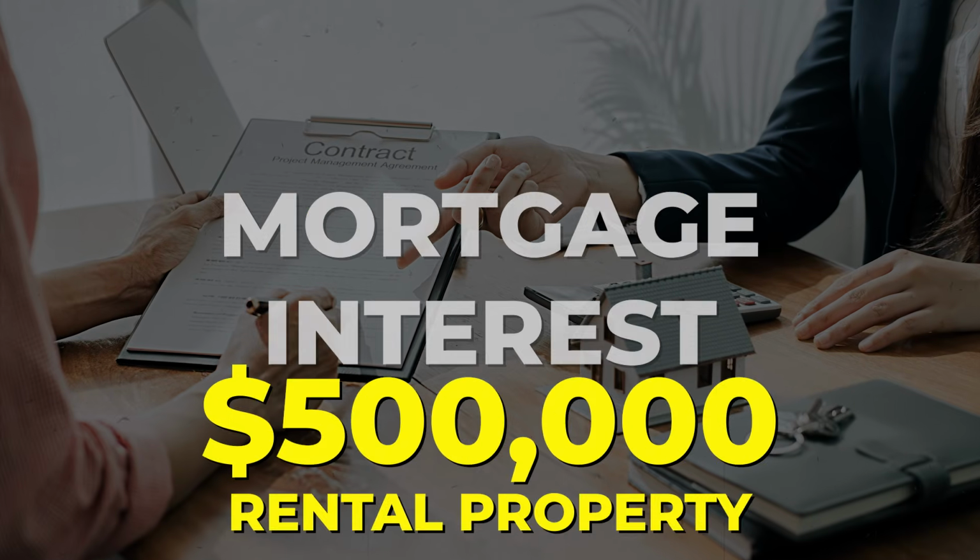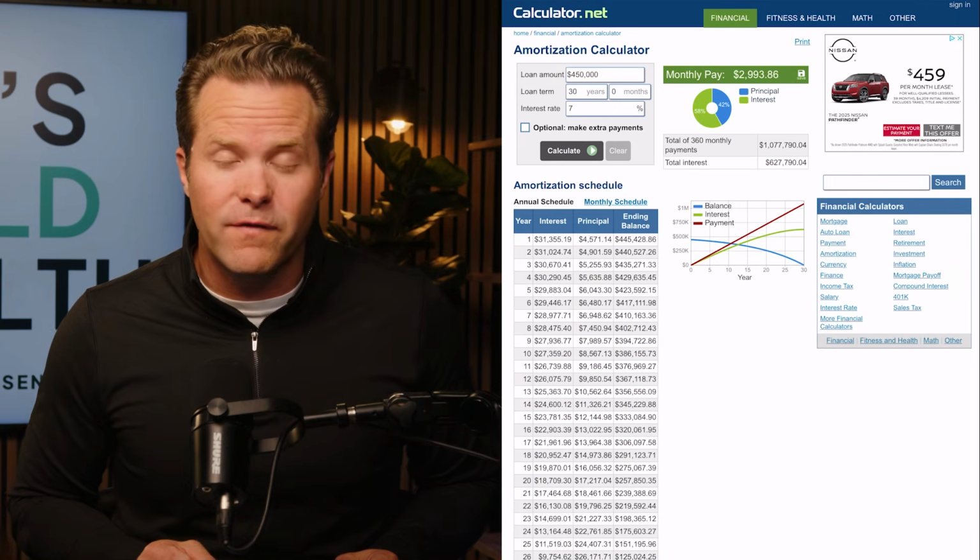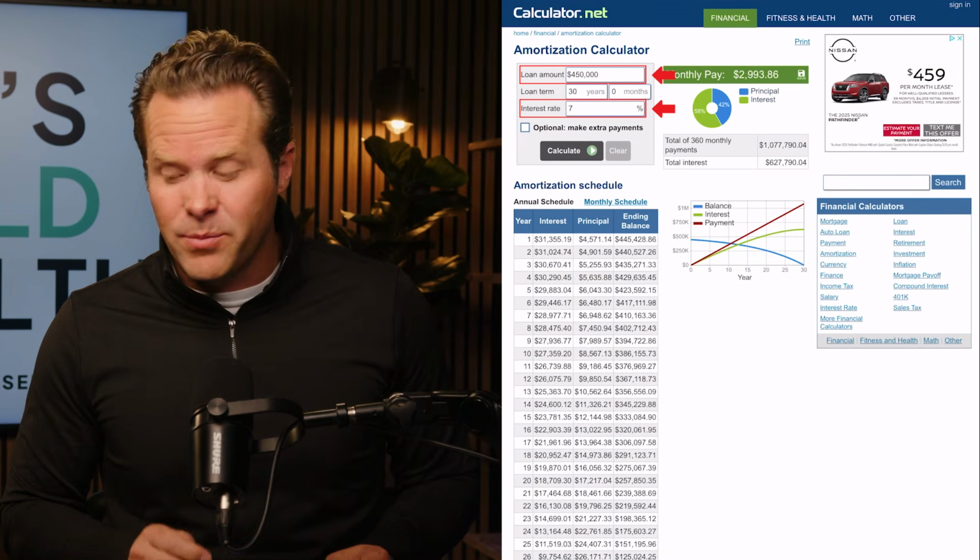Now, the first one is going to be mortgage. Let's say that when you bought this $500,000 rental, you got a mortgage for $450,000 at a 7% interest rate.